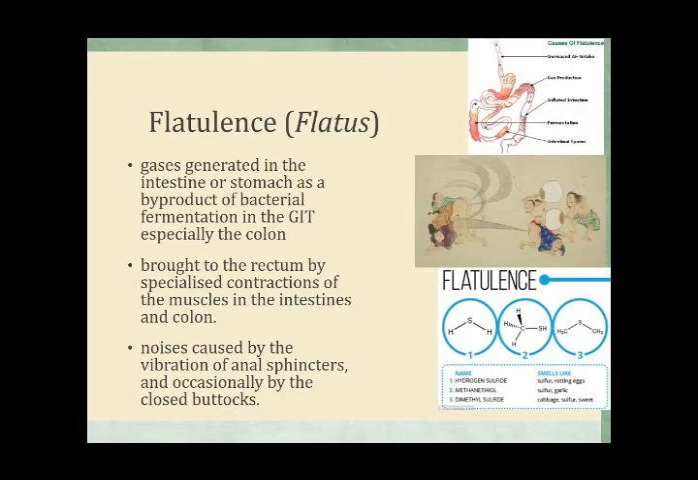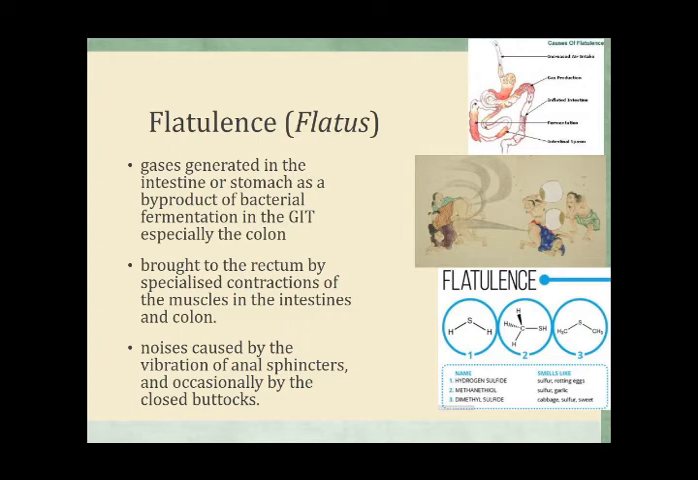Other than that, within your rectum, there is also a gas called flatus. This gas is made by the byproduct of bacterial fermentation in your gastrointestinal tract. Within your gastrointestinal tract, there are a lot of bacteria. The bacteria act on your food, and then they release a lot of gas. A lot of this gas is collected in your rectum, and there is contraction of the muscles in your intestines. Because of the contractions, the gas is compressed, and then it is released through the anal sphincter.